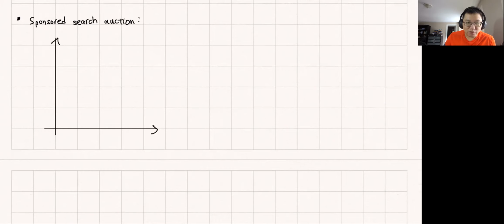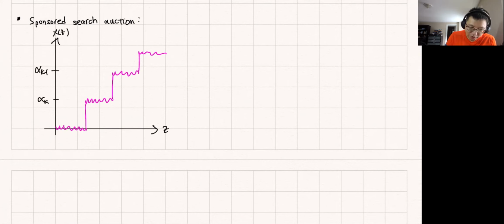All right, so we'll just look at the graph for the allocation for sponsor search auction. Maybe the graph will look like this. At some point, it will jump up, etc. And let's say this is alpha k minus 1, alpha k. So these are the click-through rates, so the higher the click-through rate, the better it is. And this is b k minus 1 and b k.